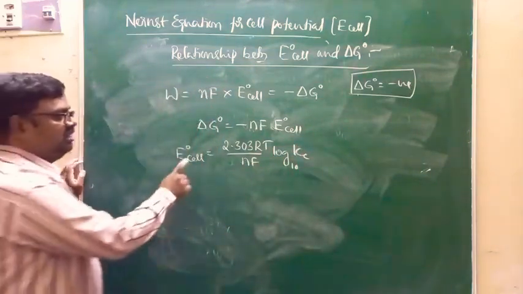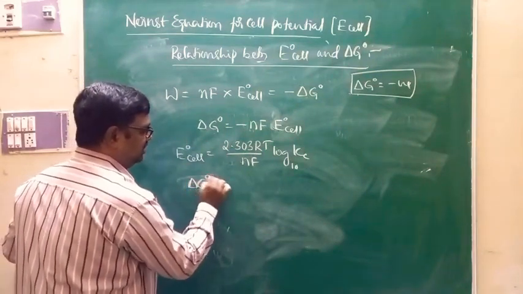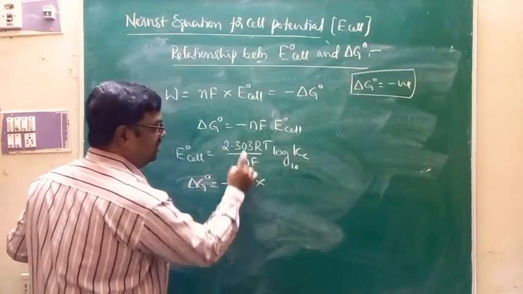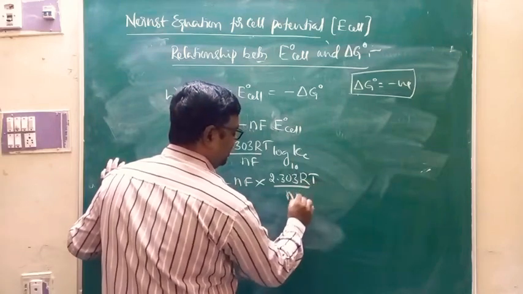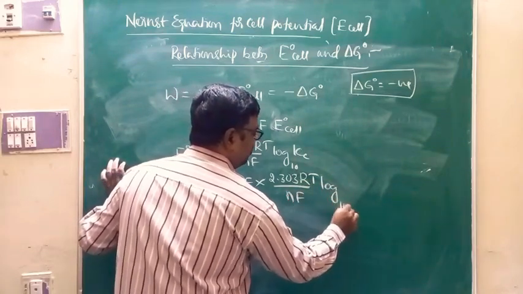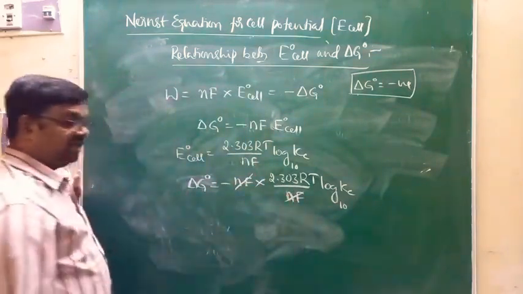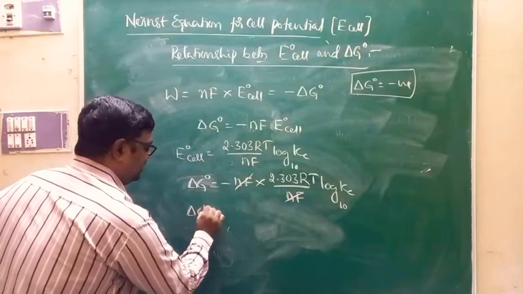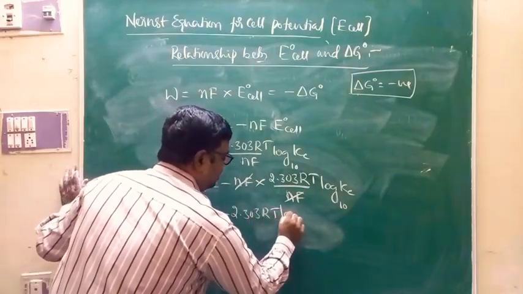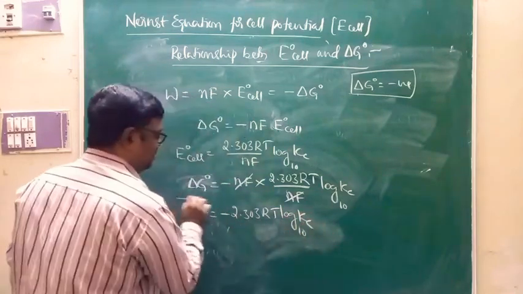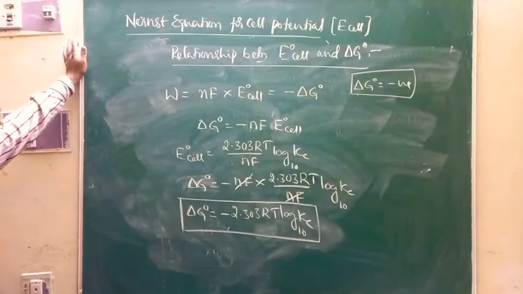You know this. If we substitute this value, delta G naught equals minus nF into E naught, replaced by 2.303 RT by nF log to the base 10 of the equilibrium constant Kc. nF gets cancelled. So delta G naught equals minus 2.303 RT log to the base 10 of Kc. This is the relationship between the equilibrium constant and the standard free energy change.